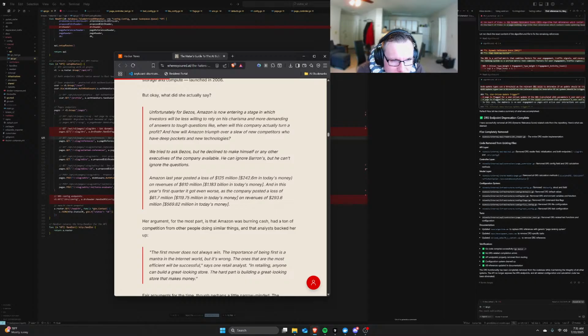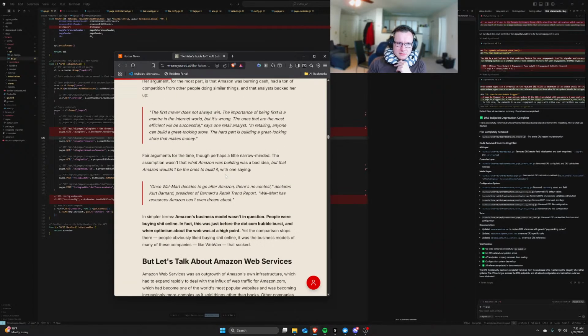Amazon posted a loss, blah blah blah. Amazon was burning cash, had a ton of competition from other people doing similar things, and other analysts backed her up. In simpler terms, Amazon's business model was in question. People were buying shit online. In fact, this was before the dot-com bubble burst. Yet the comparison stops there. People obviously like buying shit online. It was the business models of many of these companies, like Webvan, that sucked. Okay, well, that's interesting. Once Walmart decides to go after Amazon, there's no contest. Yeah, I mean, okay, okay.